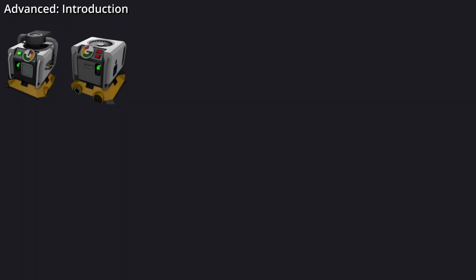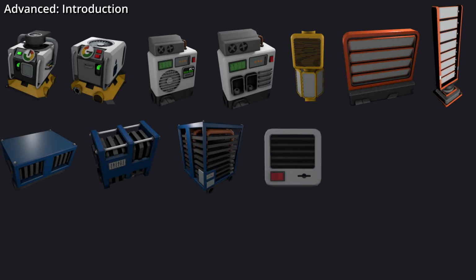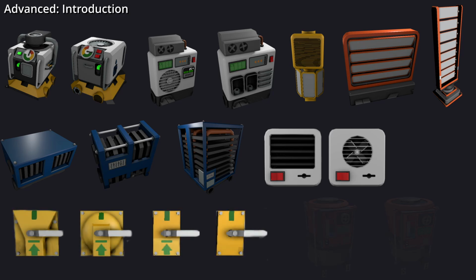Given that each person's scenario is different, I will cover what each component does by itself. That way, you can create your own atmospheric control systems. Then, at the end of the video, I will show some examples. Here are the components I will be covering. Seated portables, AC units, filtration units, radiators, heat exchangers, wall heaters, wall coolers, valves, and phase change.